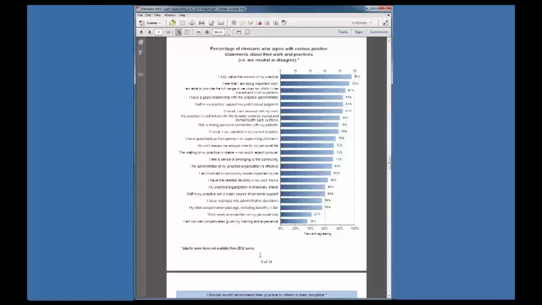But actually each of these tables, so this graph here, will allow for two groups to be compared, which might be those PAs, NPs, physicians as one group, and then mental health as another group. One group is shown as a blue line and next to them a red line, so you can see where the differences are for those two different groups.